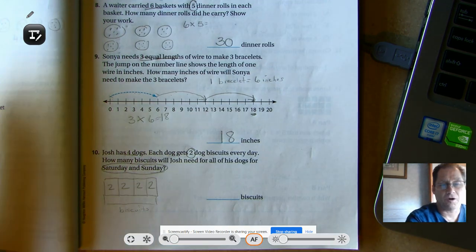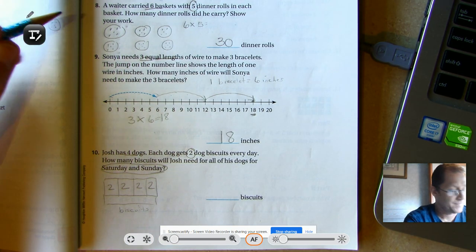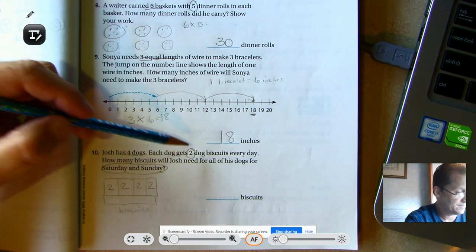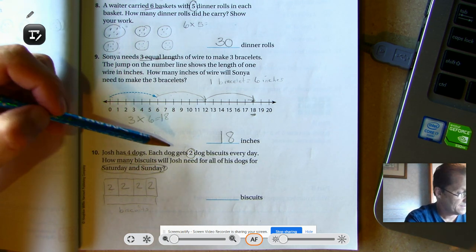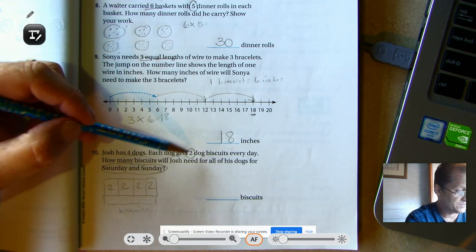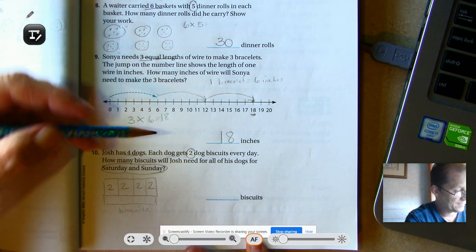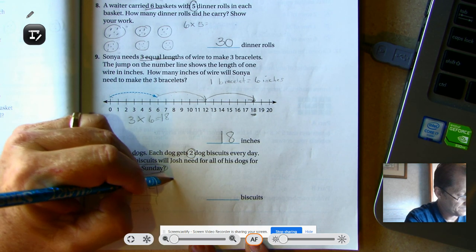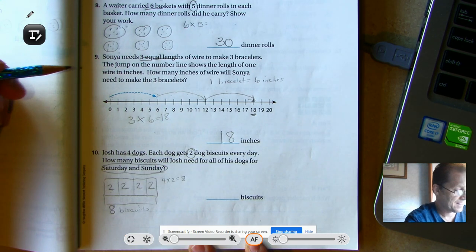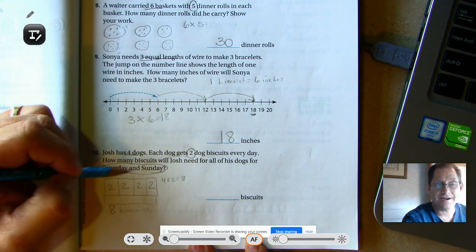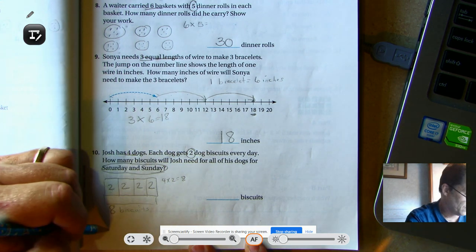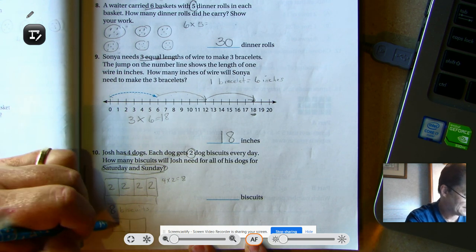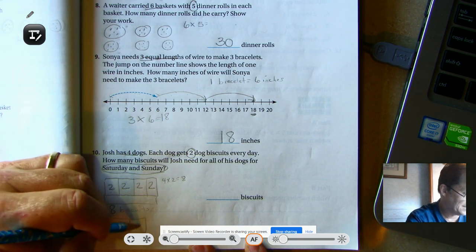Okay, so I drew a bar model to represent this problem. Each box of the bar model represents the dogs. Each of the 2's in each of the boxes represents the 2 dog biscuits they get. So they will get 8 biscuits per day. But now it says Saturday and Sunday. So I could have another bar model to show that. Saturday, Sunday.